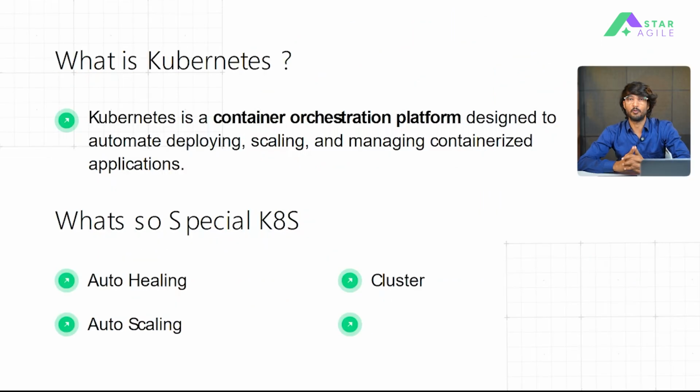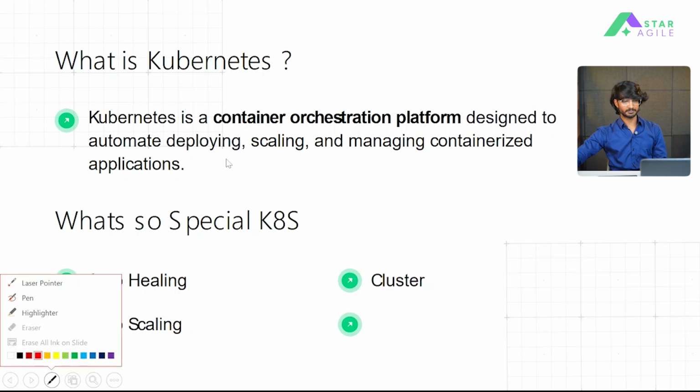Once we understand what problem Kubernetes is trying to solve, now let's define what Kubernetes is. As you can see here, Kubernetes is a container orchestration platform. That is the definition that has been given to us. And it has been designed to automate deploying, scaling and managing containerized applications. So let's try to understand what it is.